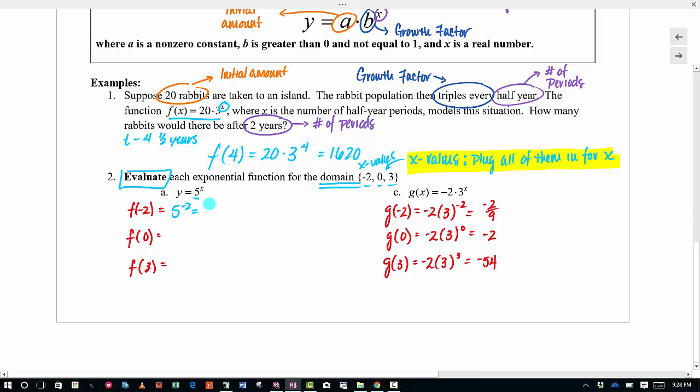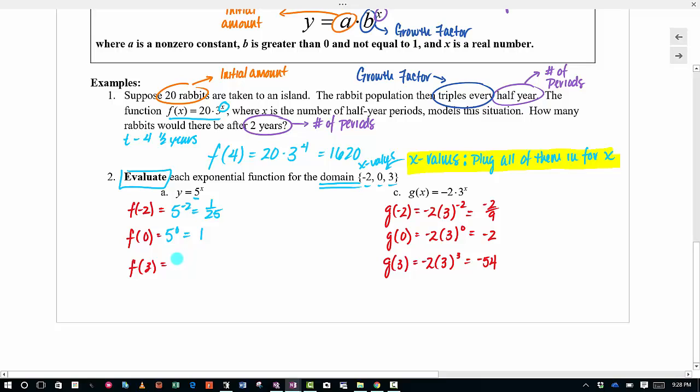Well, we know exponent properties. We say negative moves it to the denominator and then square it. So that means put it in the denominator and square it. So 5 squared is 25, or 1/25. Kind of makes sense. So 5 to the 0 power, we know 0 power makes everything 1, so that's nice and easy.